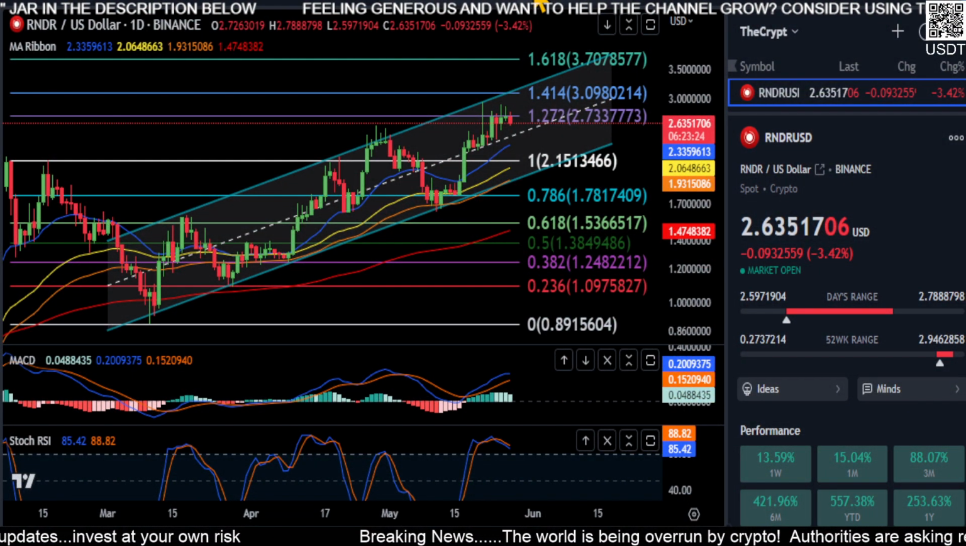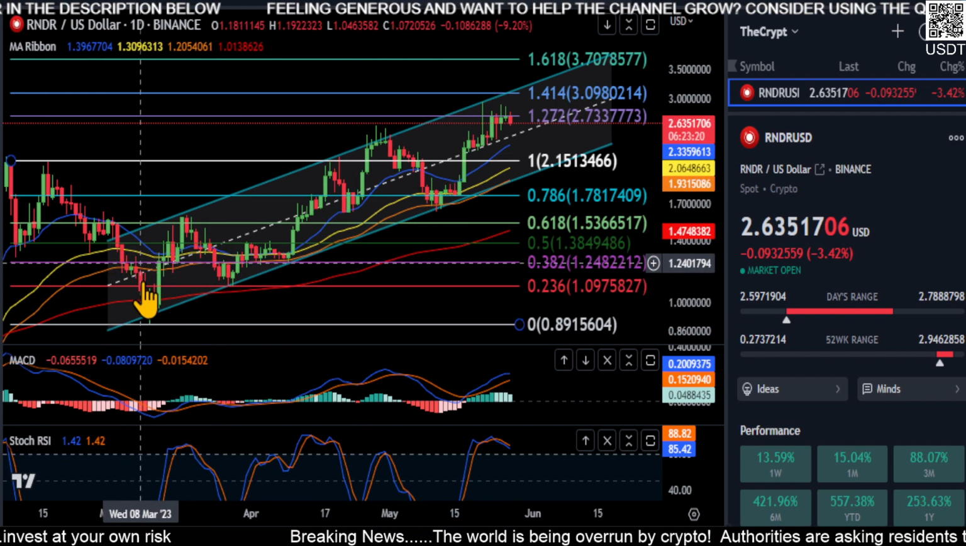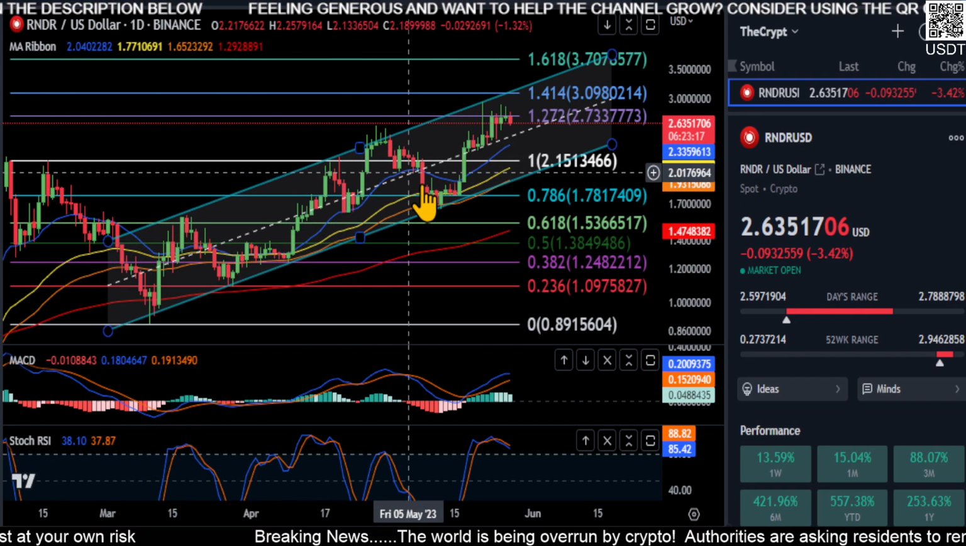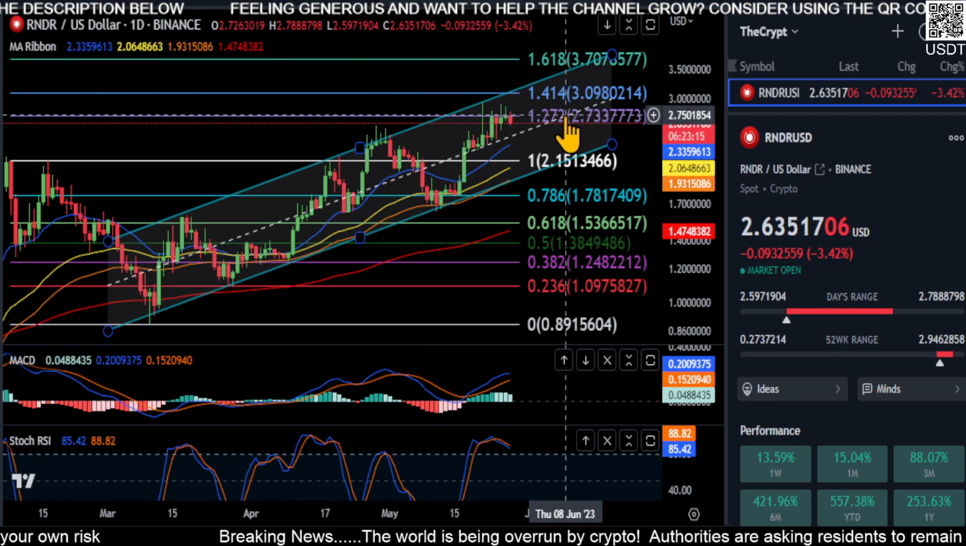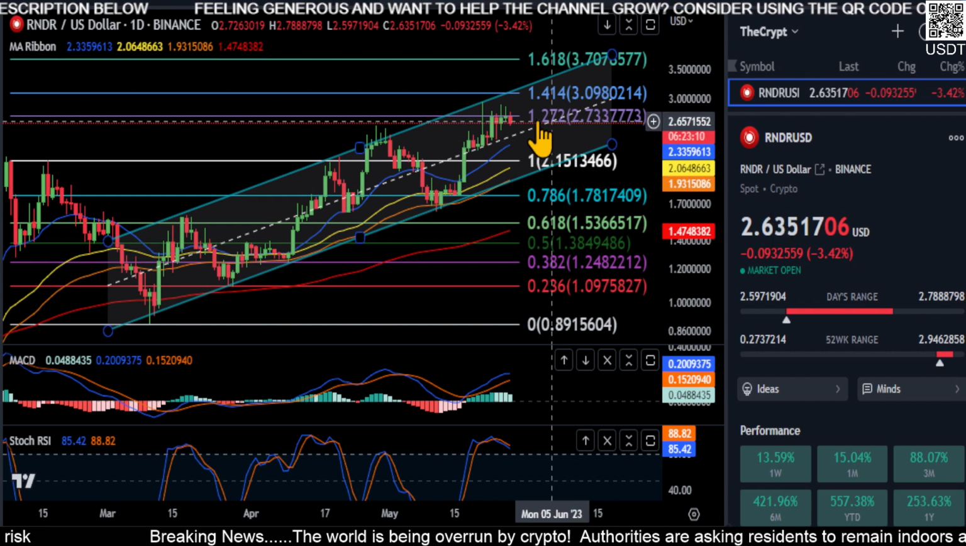A quick update for Render here. Render looks good. You're making higher highs and higher lows across the board. We are trading in this upwards channel here for Render. So we're currently getting stuck at the 1272 at about 273. We're sitting at 263 at the moment.